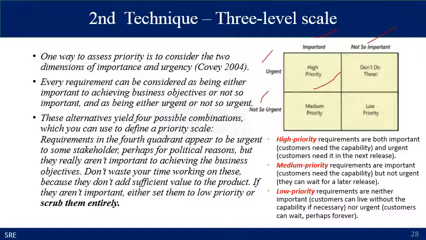Perhaps for political reasons, but they are not. On the other hand, if you go to this quadrant, the priority is very low, and if you move to this quadrant, the priority is below low, and these requirements are not important and not urgent. So your focus should be on this part with the high priority and the medium priority.